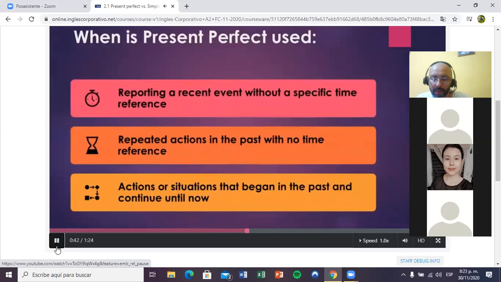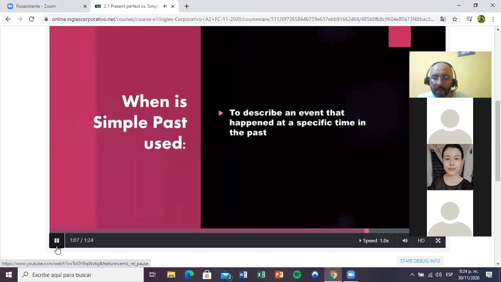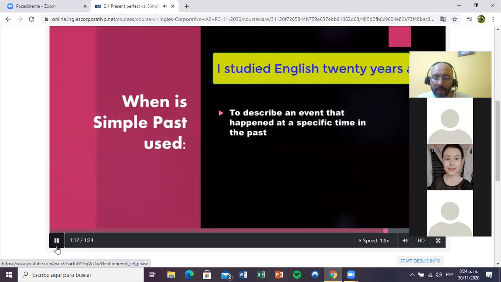When is present perfect used? Present perfect is used when reporting a recent event without a specific time reference. The present perfect is also used for repeated actions in the past with no time reference. It is also used for actions or situations that began in the past and continue until now, especially when for or since is used. When is simple past used? Simple past is used to describe an event that happened at a specific time in the past.